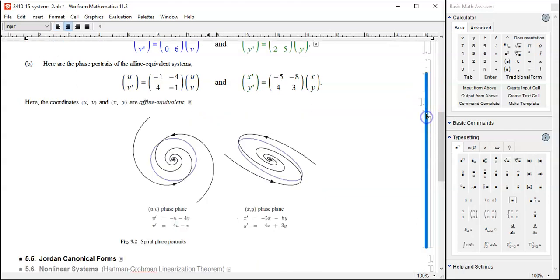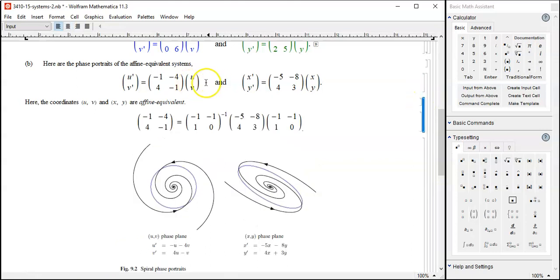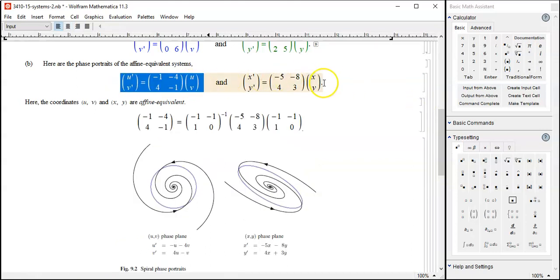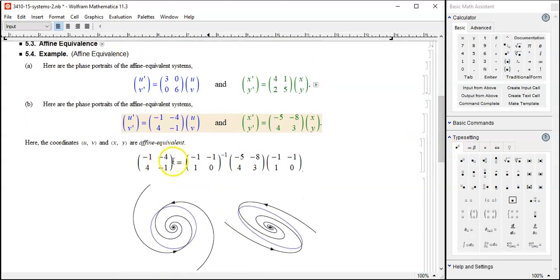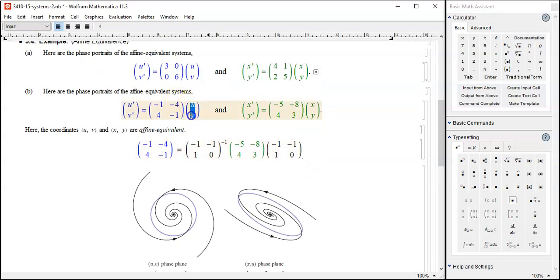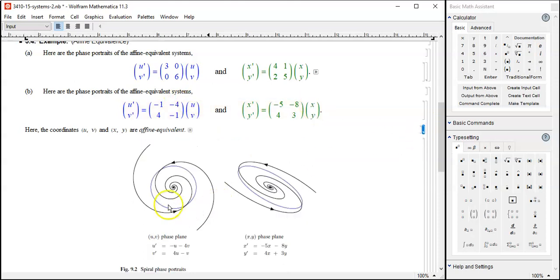How about the next example here? It turns out like this. This blue system here is similar to the green system here because the coordinate systems are actually affine equivalent. So this blue is equivalent to P inverse green P. So these two matrices, blue and green matrices, are similar. That's because the coordinate systems, UV coordinate and XY coordinate, are affine equivalent. Not surprisingly, we are looking at the same qualitative behavior, just a tilted viewpoint.